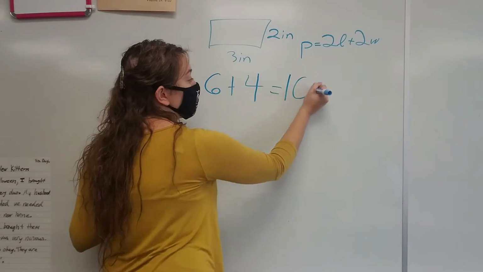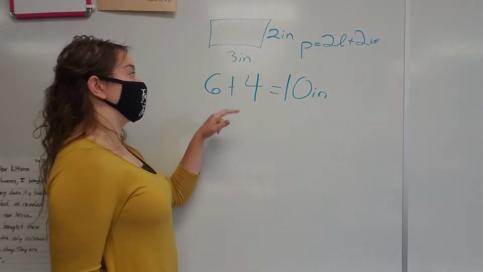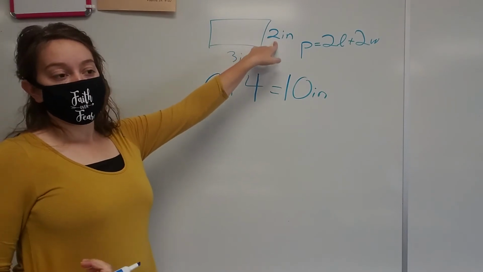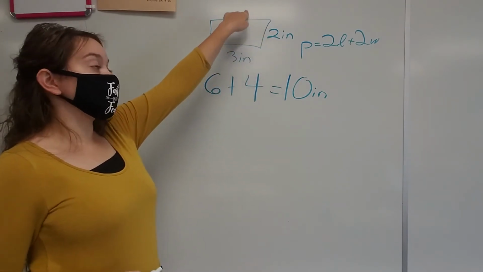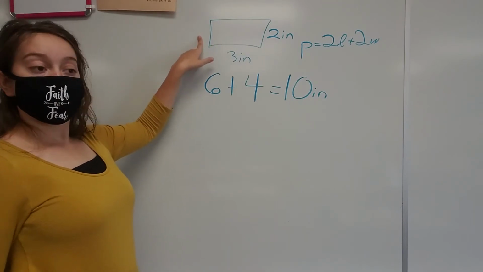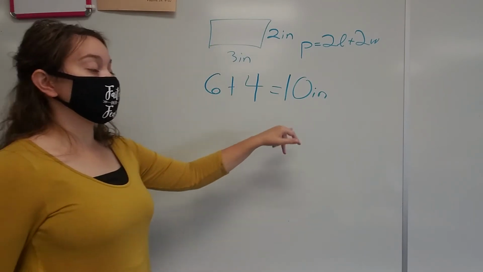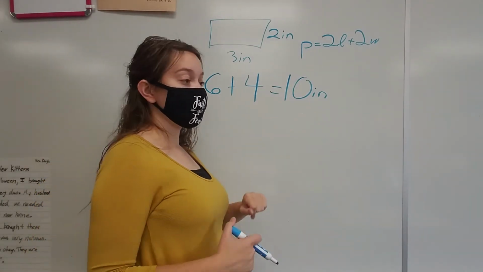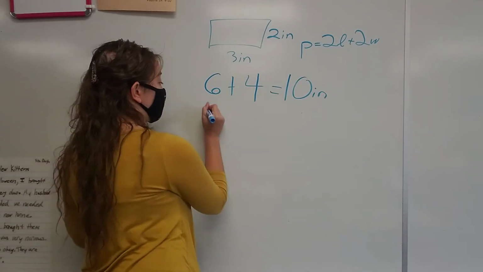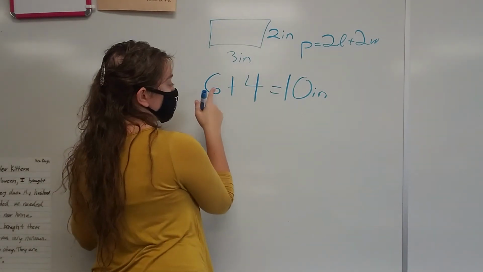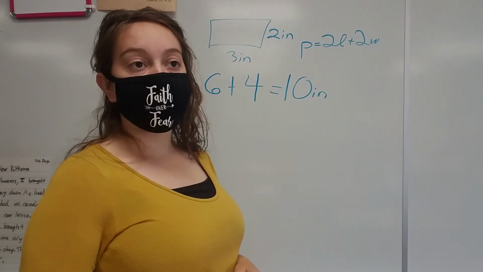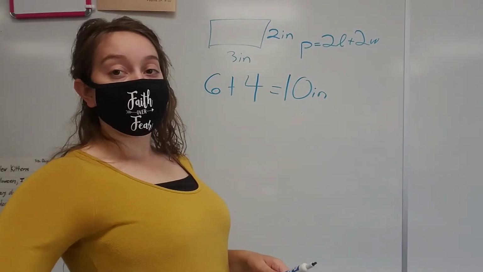10. Now, let's double check and see if it's the same. So, we're doing 3 plus 2 is 5, plus 3, plus 2, 10. So did we get the same answer? Yes. So our equation that you need to write, just do the 6 plus 4 equals 10. You can write that, okay? Good.